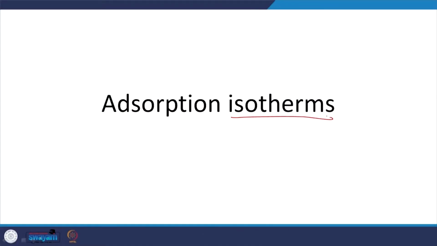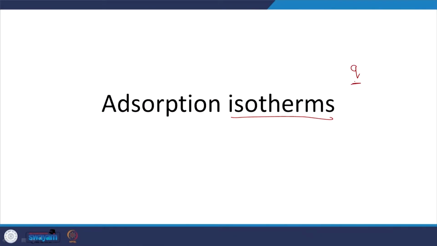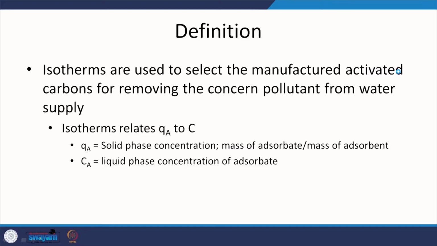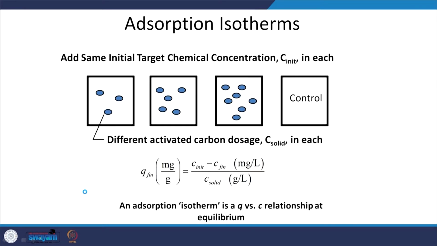So we are going to look at adsorption isotherms, to understand the relationship between Q, the concentration of the relevant adsorbate on the adsorbent, and how it relates to the concentration of the adsorbate in the water, right? So let's look at this. Isotherms are used to select the manufactured activated carbon and so on and so forth. Isotherms relate Q to C, and this is something I already mentioned. So what do we have? How do I get this particular Q and such?